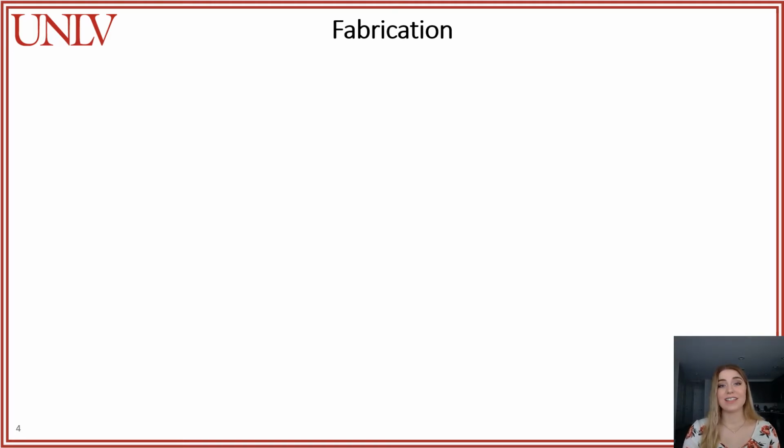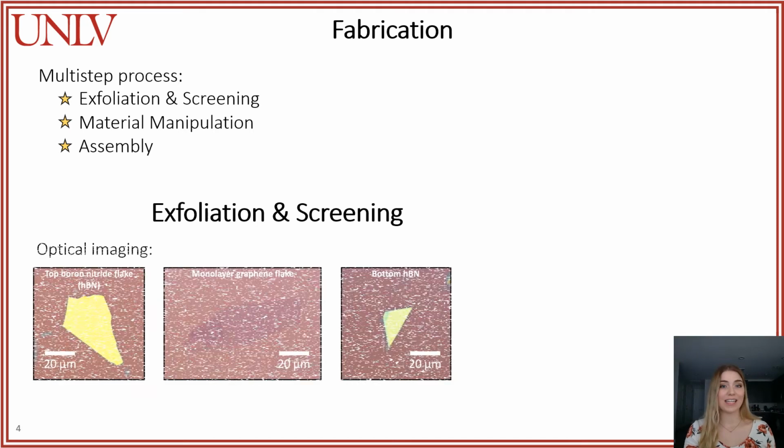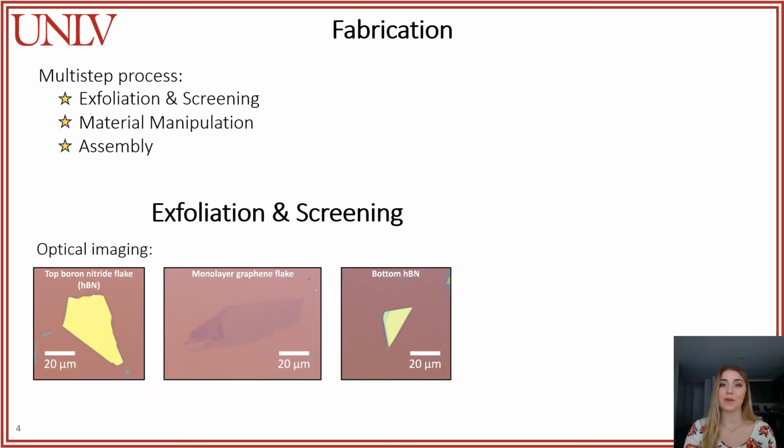Creating a crystal is a multi-step process consisting of exfoliation and screening, material manipulation, layer by layer assembly, and a plethora of patience. So to begin, I take bulk material and I exfoliate it into two-dimensional flakes onto a silicone substrate. After exfoliation, I basically go on a search to find the flakes that are best suited for my needs. So these three flakes are images I took using an optical microscope to create the crystal.